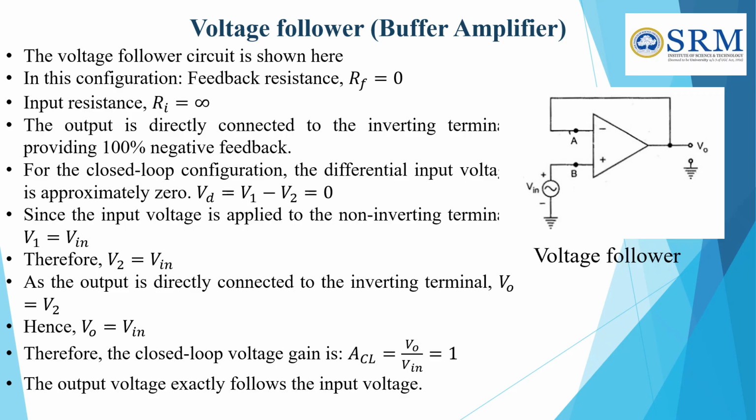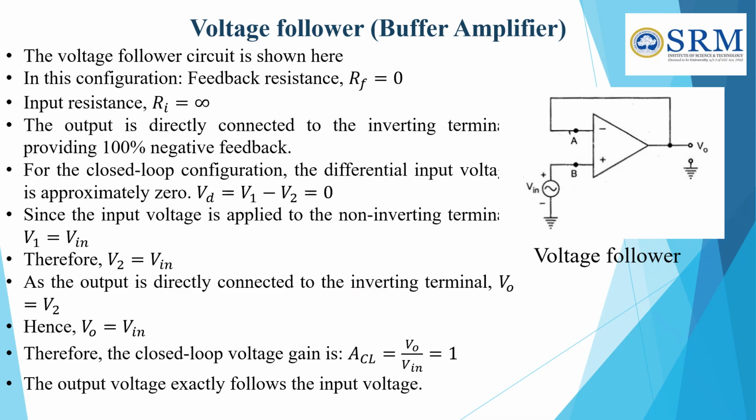Next is voltage follower or buffer amplifier. The voltage follower is also known as buffer amplifier or unity gain amplifier. It is a special case of the non-inverting amplifier circuit configuration. Here the output terminal is directly connected to the inverting input terminal. Hence complete negative feedback is provided. Since the output is directly fed back, the output voltage becomes equal to the input voltage. Therefore, the voltage gain is unity.